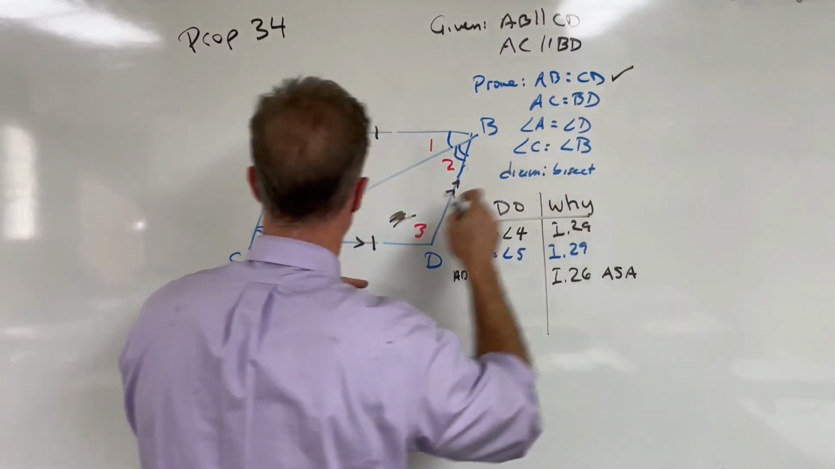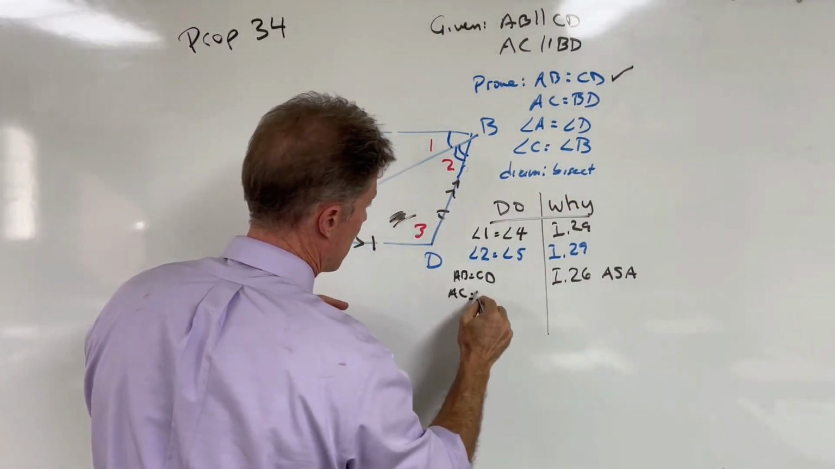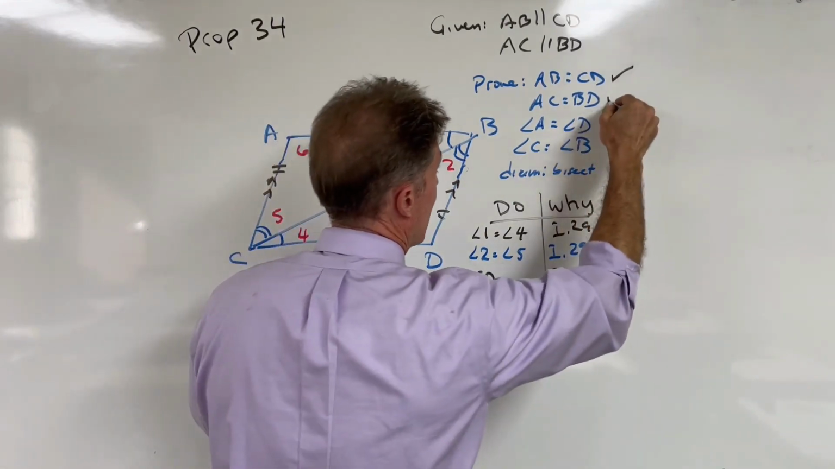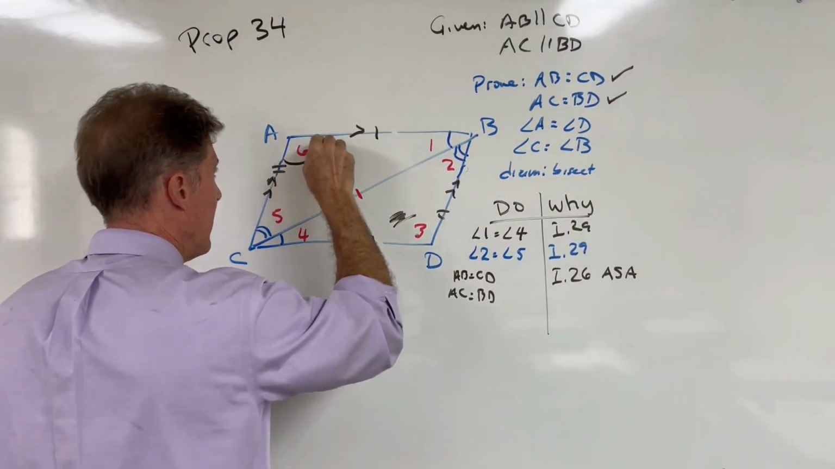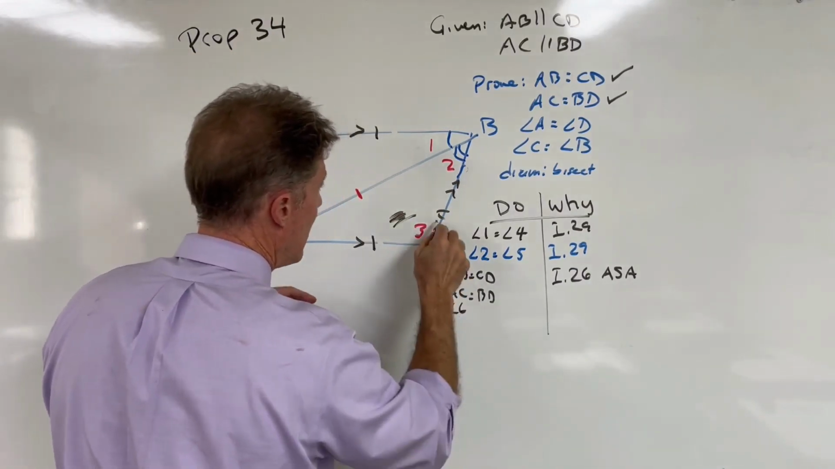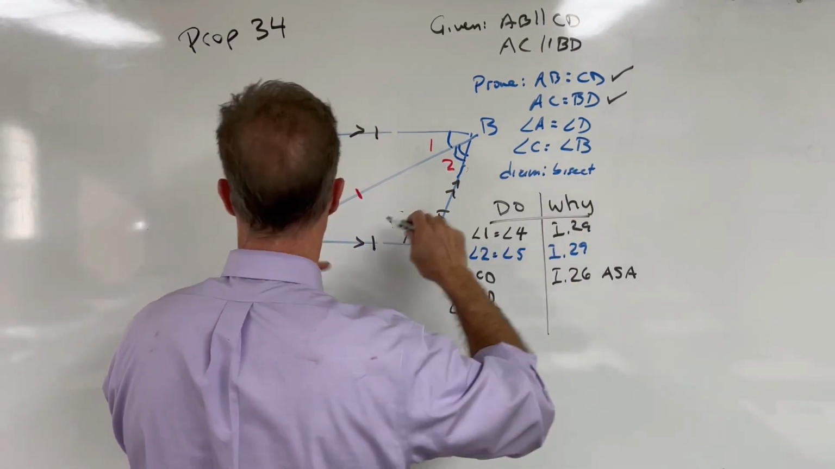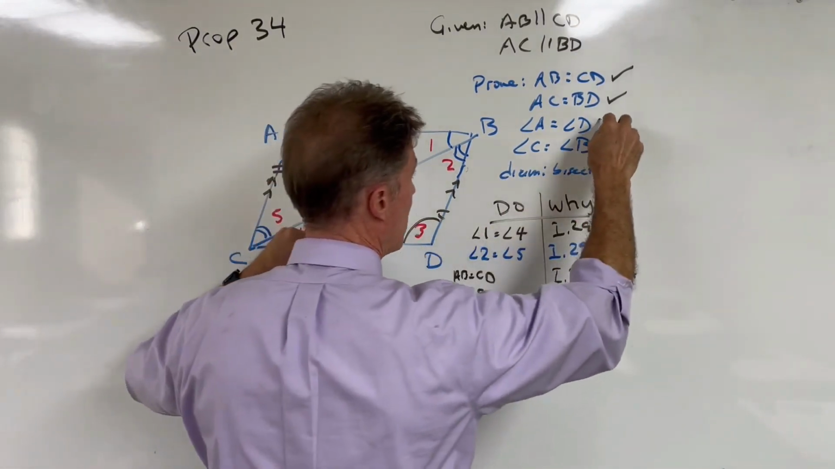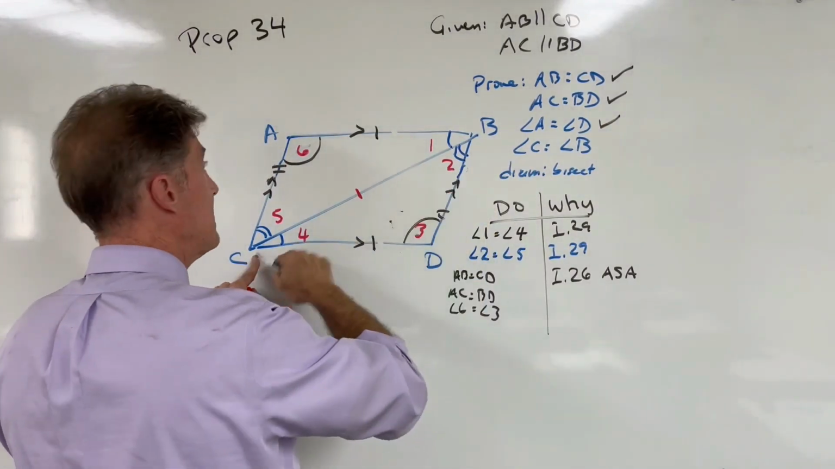Okay, that's this. And AC equals BD. That proves this. And the remaining angle, angle 6, equals the remaining angle, angle 3. And that's the angle at A equaling the angle at D. Now we just have to show that the angle at C and B are equal.